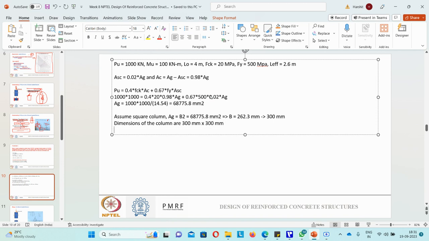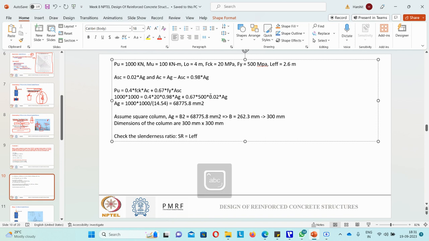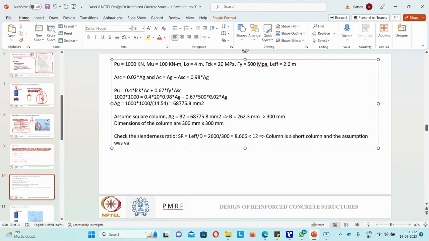Now we need to check the slenderness ratio. Initially, we assumed that it is a short column. Now, is it actually a short column or not? That we need to check. So the slenderness ratio is nothing but L effective by lateral dimension. It will come out to be 2.6 meter, so 2600 divided by 300, which is equal to 8.666, which is less than 12. So this proves my column is a short column, and the assumption was valid. So this is our check on short column.